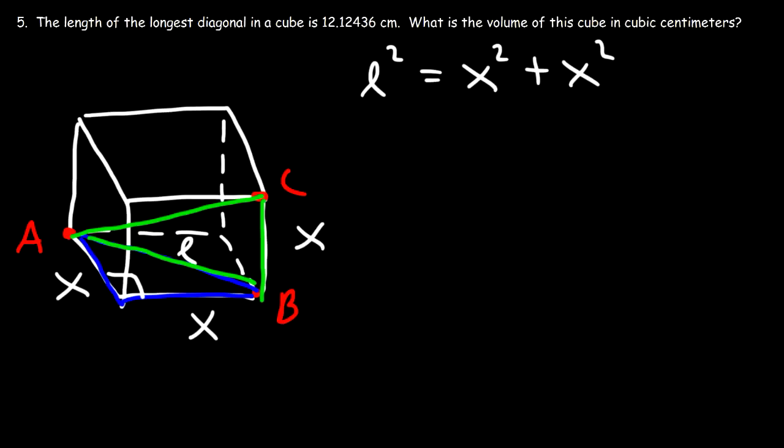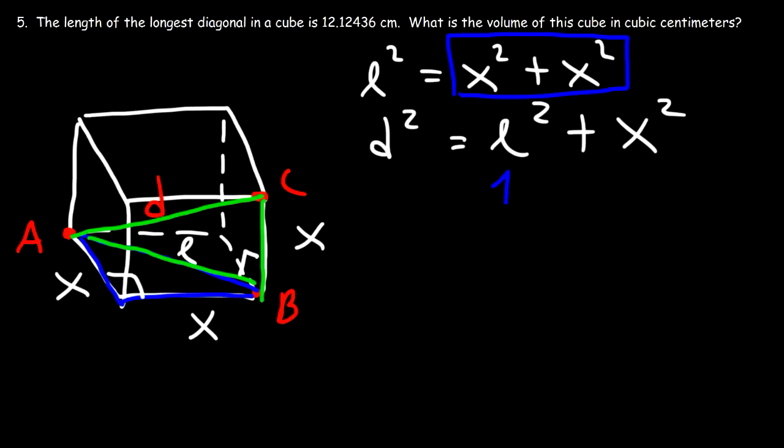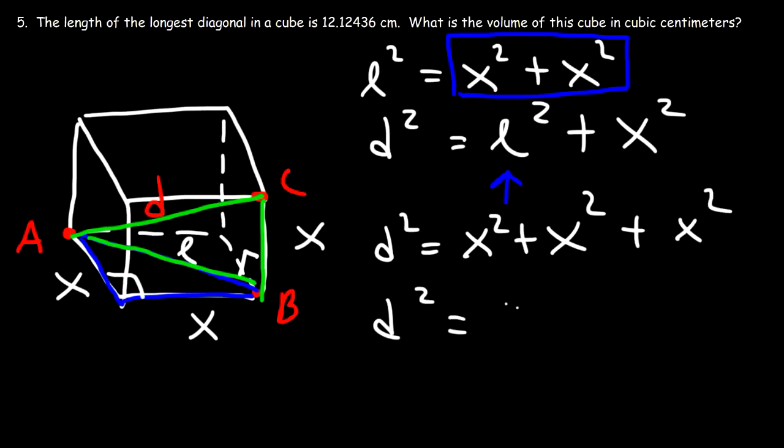Notice that we can use the Pythagorean theorem again, which is A squared plus B squared equals C squared. But here we have L and X, and let's call the longest diagonal D, which is what we're trying to find. But let me use a different color for that. So we could say that D squared, the hypotenuse for the green triangle, is L squared plus X squared. So now, because L squared is X squared plus X squared, I'm going to replace L squared in the second equation. So I have D squared is X squared plus X squared plus another X squared. So D squared is equal to 1x squared plus 1x squared plus 1x squared is 3x squared.